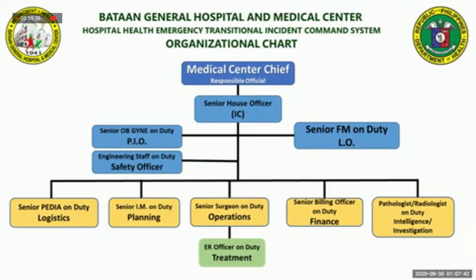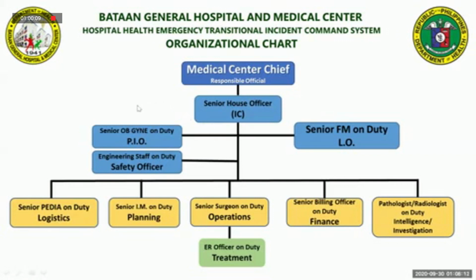Okay, this is just to show you what the organizational chart for a hospital emergency incident command system looks like. So the director is or would be your responsible official. This is a typical example of an after 5 o'clock or after office hour organization, so the senior house officer can assume the role of incident commander.